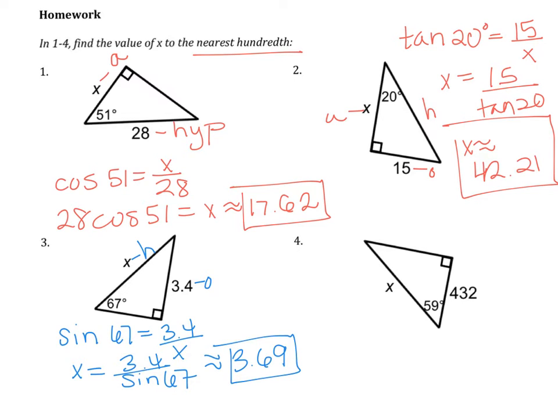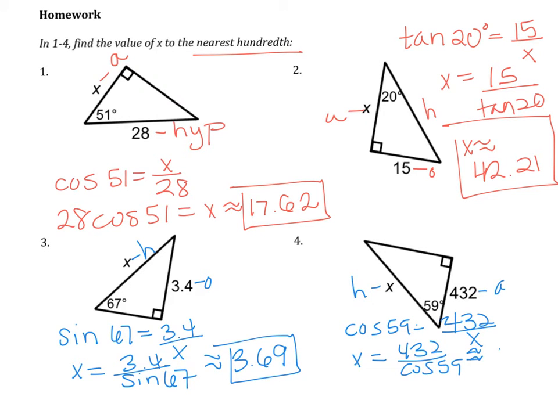And last but certainly not least, I have the hypotenuse and I have the side that's adjacent. So we're using the cosine function, adjacent over hypotenuse. Again, I have the variable in the denominator. I'm going to go ahead and switch with the function of the angle. So it's 432 divided by cosine of 59. So we get 838.77.